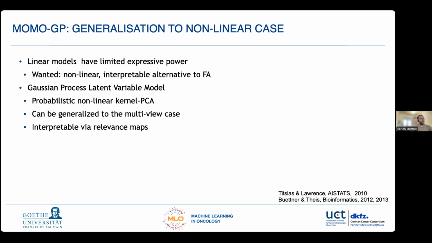And it has two nice properties. One of them is that it can be generalized to the multi-view case, so we can nicely analyze multi-omics data with it. And the second one is that we can make it interpretable via relevance maps, because we learn parametric mappings between the latent space and the observed space. And this has been around for a long time. Many years ago, while I was at Helmholtz Munich, we applied it to single-cell data, which already worked quite nicely.